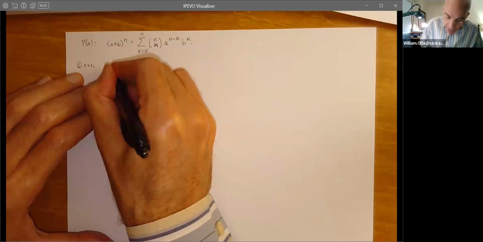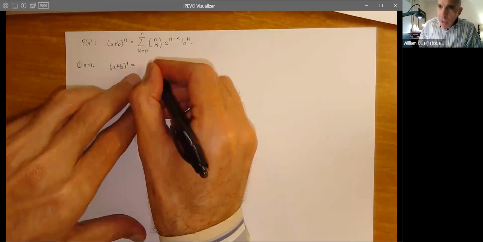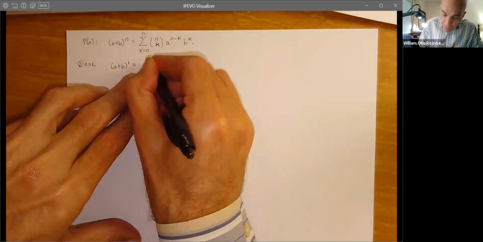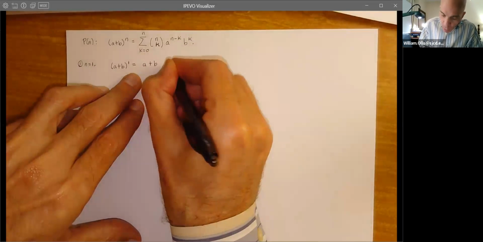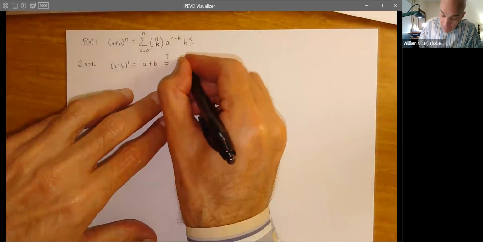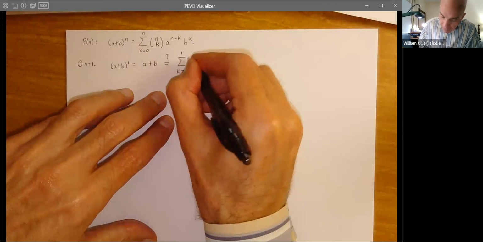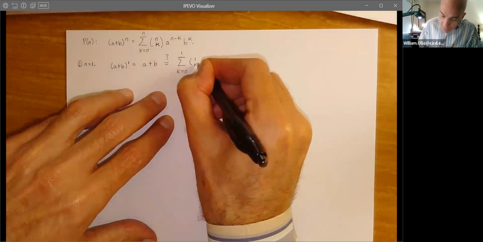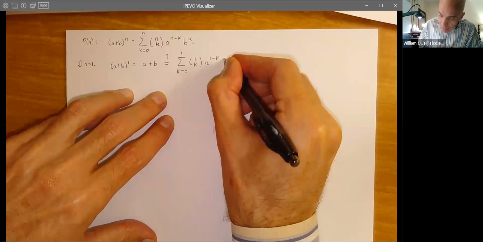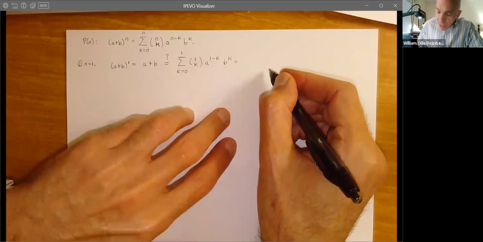So let's just see, A plus B to the first power. Well, that doesn't take too much work. A plus B to the first power is just A plus B. Okay, does this equal our formula when we replace n with 1? Let's check it out. So 1 choose K, A to the 1 minus K, B to the K. So of course we're going to have two terms, K equals 0 and K equals 1.